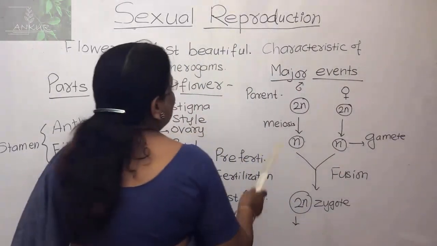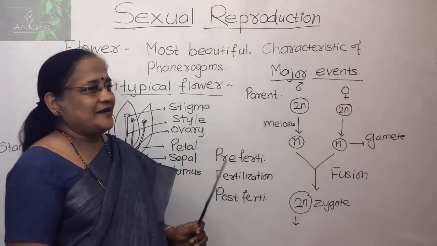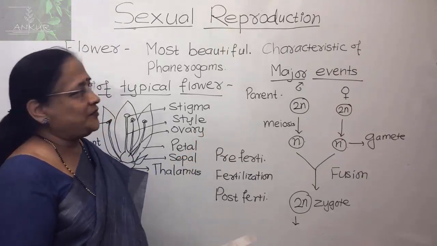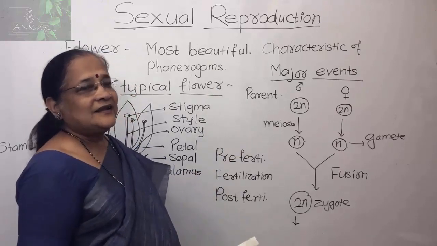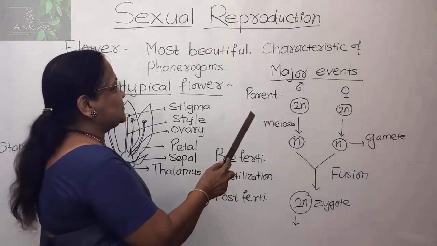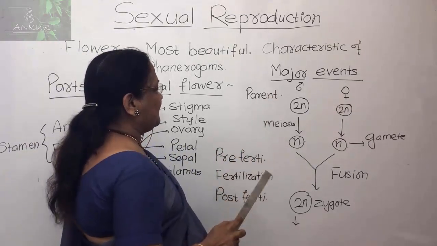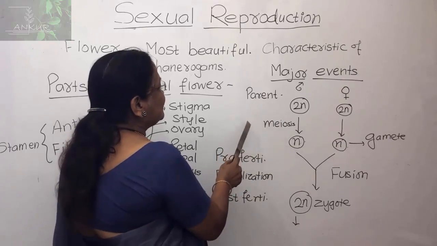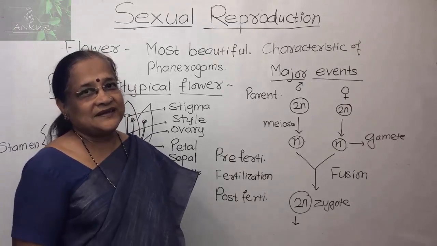Now in sexual reproduction, there are some major events. What happens in sexual reproduction? There are two parent plants, the male and the female, and we get the union of these two. Before that union, or before fertilization, there is one event that we call meiosis.